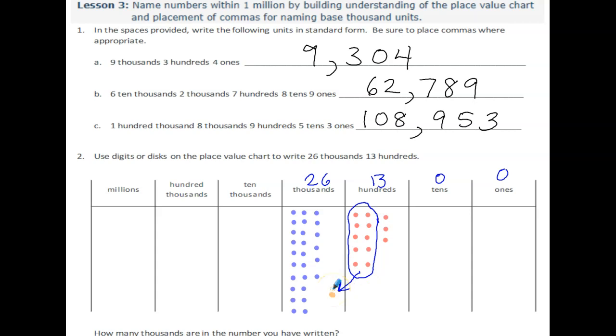So now I got rid of this 10. I renamed it or regrouped 10 hundreds. So now instead of having 13, I got rid of 10. I have 3 left. And now I added 1 more 1,000. So now I have 27,000 instead of 26. Well, now I have to say, if I have 27,000, I can only put one digit in. I'm going to keep my 7, keep the 7,000. 1, 2, 3, 4, 5, 6, 7 is going to stay.